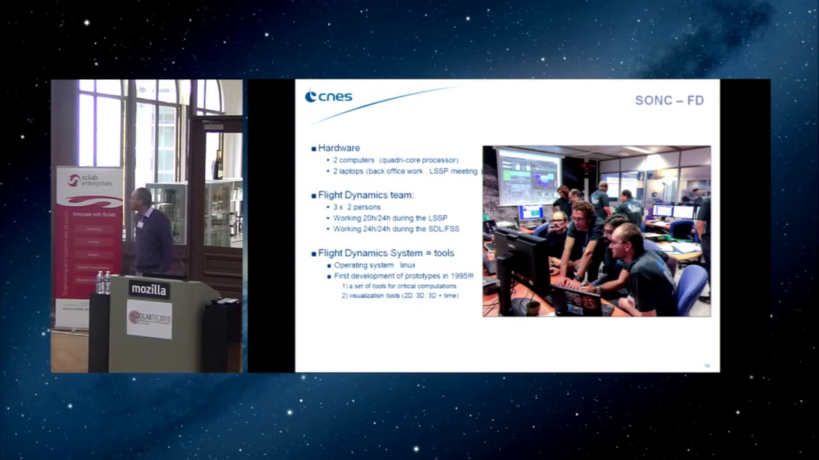So we talk now of the flight dynamic system. It's just the name of the set of tools that we are using to realize the operation. The operating system is Linux. First prototype 20 years old, 95. So it's a long time to realize everything. We have 2 kinds of tools. It's quite artificial, but the critical tools doing computation, so producing numbers, and the visualization tools to analyze what you obtain.